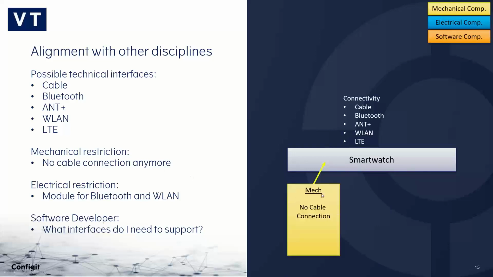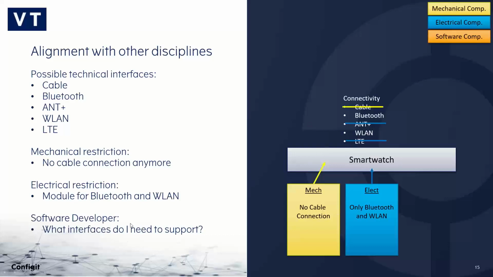So that means the mechanical department will add restrictions to the product model or the subcomponent, which will end up in the cable connection no longer being available. Maybe the same for the electronic component. So the microcontroller or the board used offers Bluetooth and wireless LAN. Those are the wireless interfaces the electronic component is offering. That means we cannot have LTE in this smartwatch here.